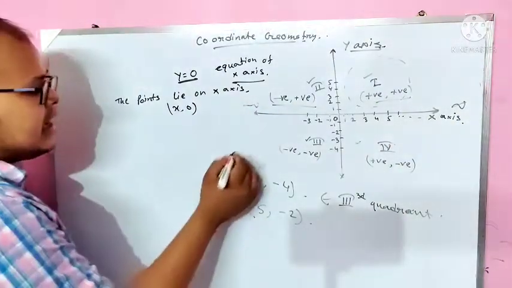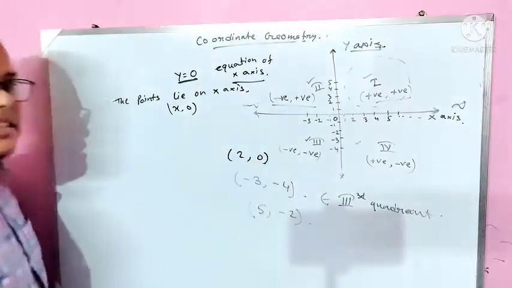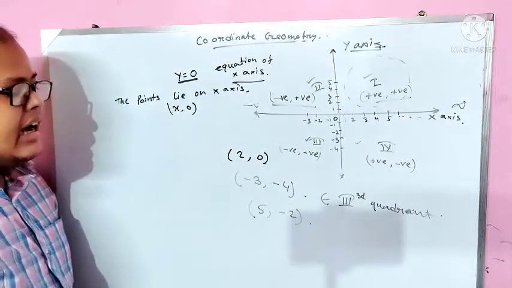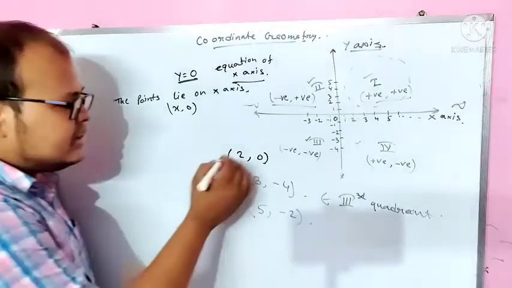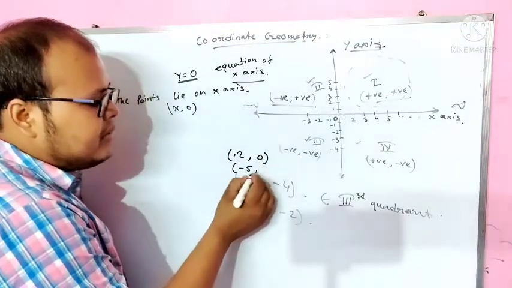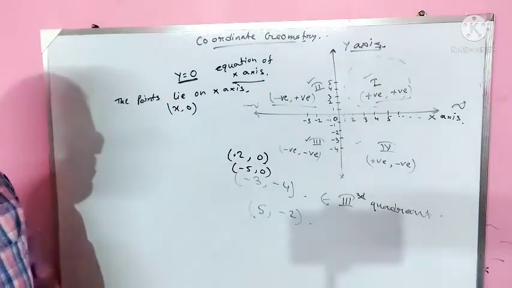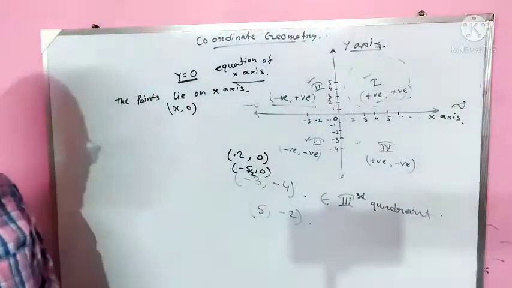So if I ask you where 2 comma 0 lies, I should say that it is lying on the positive x-axis, because this one is positive. And where will minus 5 comma 0 lie, or if I say minus 5 by 2, that is also fine.